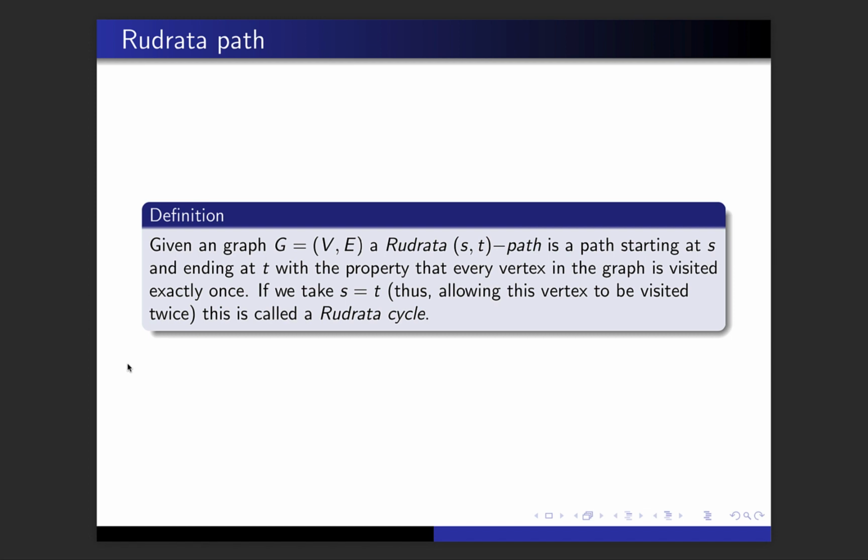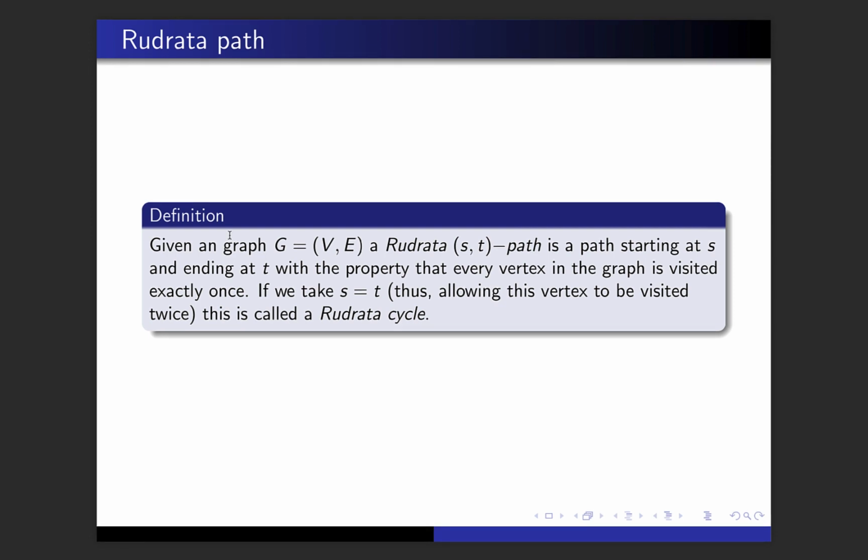Now, you may ask for a path that starts at vertex S and ends at the same vertex, thus making this path a cycle, and in such a case we call this the Rudrata cycle. Of course, the only vertex you visit twice is the very first vertex, or you can say that simply you visit everybody once in this cycle. So there are two problems here. Rudrata's path, which asks you for a path connecting two different vertices and visiting every vertex in the graph exactly once, or Rudrata's cycle, which asks you for a cycle that visits every vertex exactly once. In other words, you enter the vertex and you exit the vertex, and that's it.